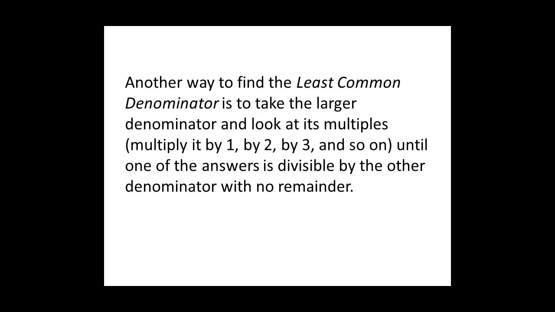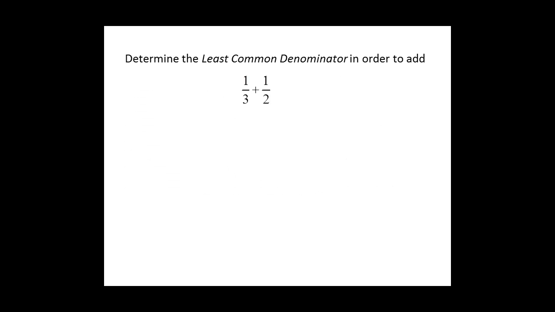Least common denominators method 2. Another way to find the least common denominator is to take the larger denominator and look at its multiples, multiplying it by 1, 2, 3, and so on, until one of the answers is divisible by the other denominator with no remainder. Let's go back to finding the least common denominator of 1/3 and 1/2. Our larger denominator is 3, so we will write our multiples of 3.